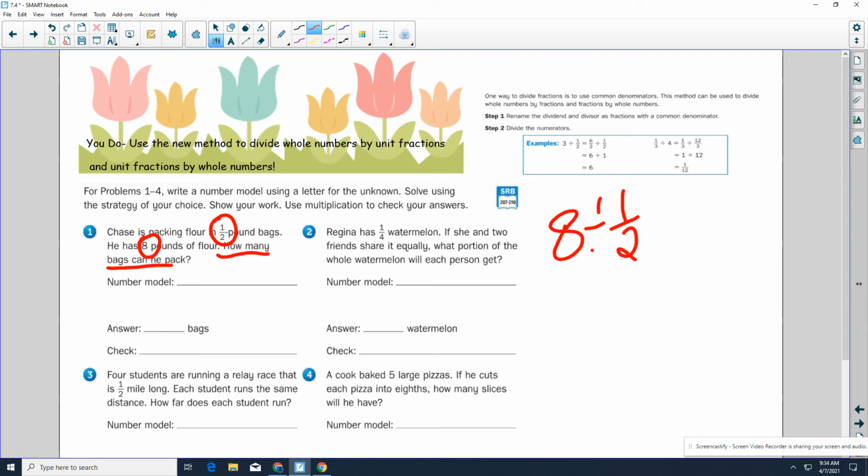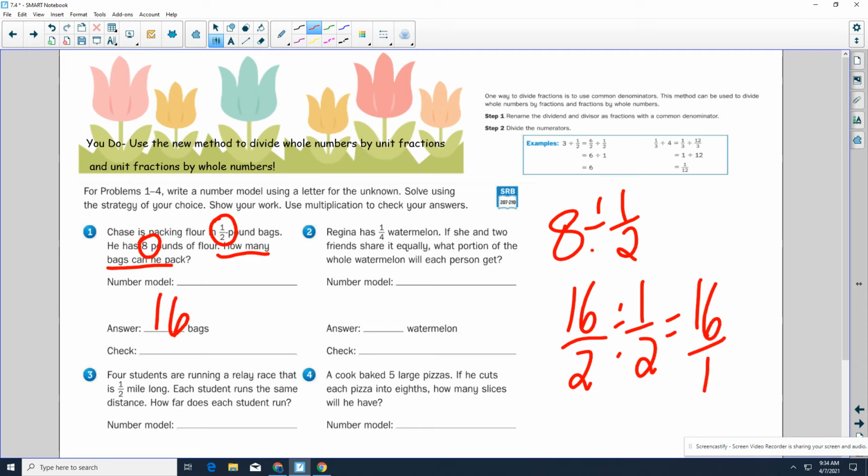I know I could use the common denominator method. I could also draw 8 boxes or 8 circles and split them in half, but I think that takes more time. So I'm going to say 8 times 2 is 16 over 2, because 16 divided by 2 is the same thing as 8, and I'm going to divide it in half. And I get 16 over 1, or 16 bags.